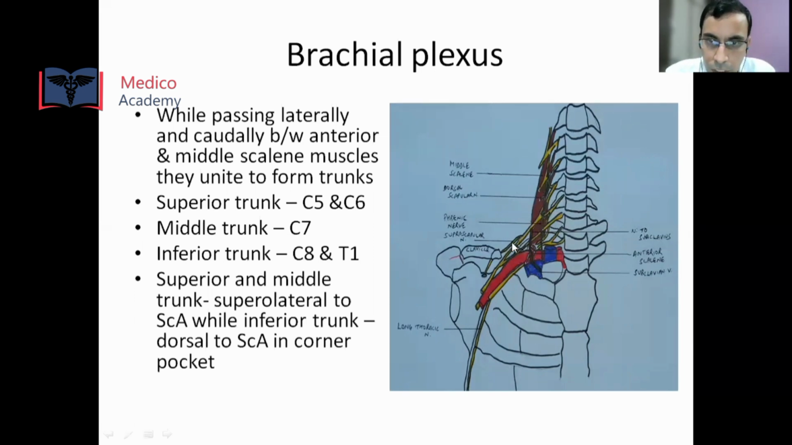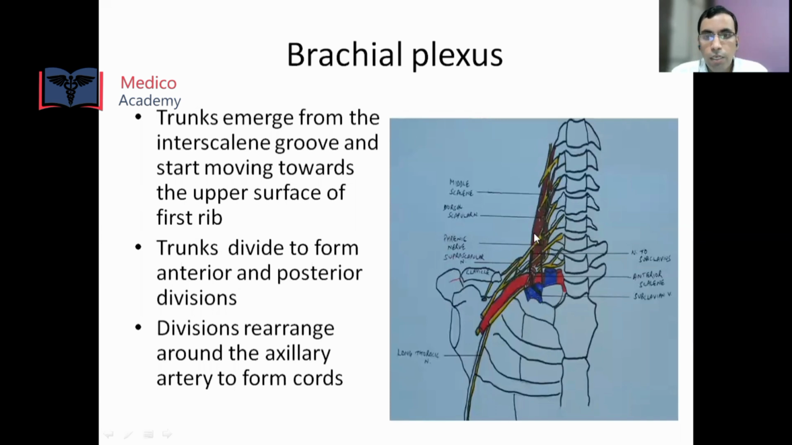Superior and middle trunk lie superolateral to the subclavian artery, while inferior trunk lies dorsal to the subclavian artery in the corner pocket. This is of relevance while we are giving brachial plexus block at supraclavicular level. These trunks emerge from the interscalene groove and start moving towards the upper surface of first rib. Trunks then divide into two divisions, anterior as well as posterior divisions. These divisions rearrange around the axillary artery to form cords.